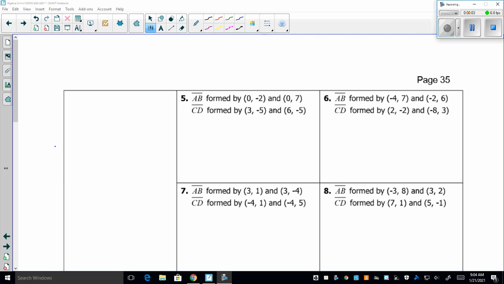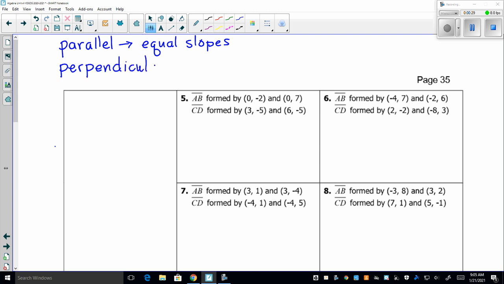So today we are continuing on with parallel and perpendicular lines. Let's refresh our memories from yesterday. Parallel lines have equal slopes, same exact slopes. And perpendicular lines, let's remember they form a right angle and their slopes are negative reciprocals.